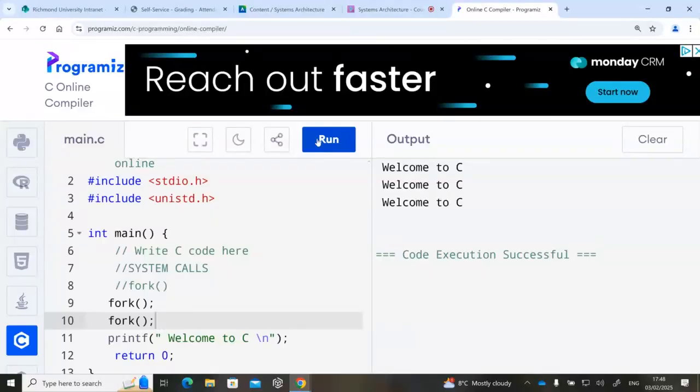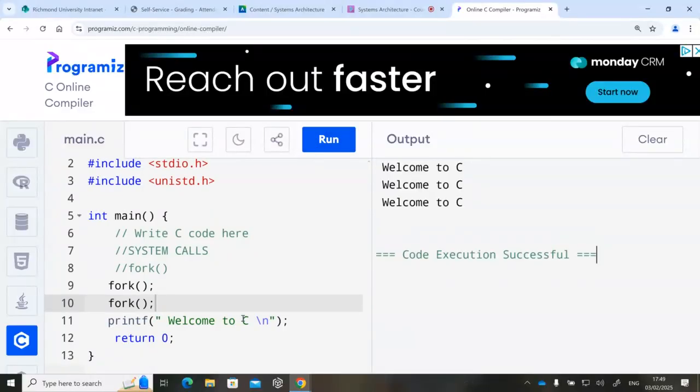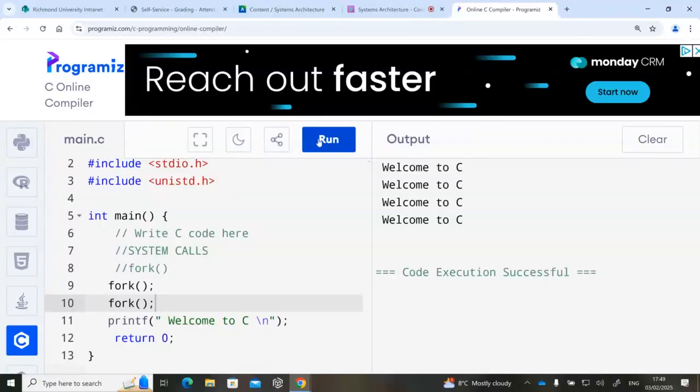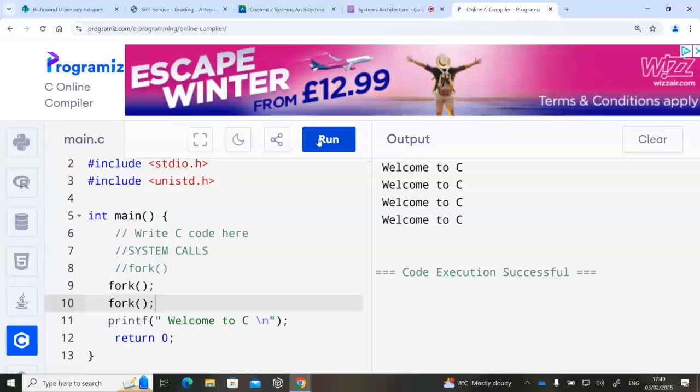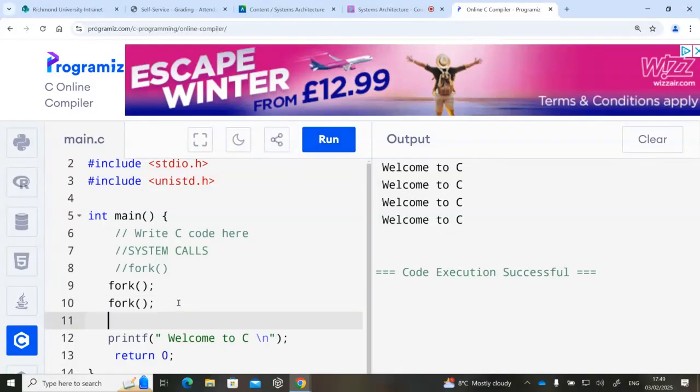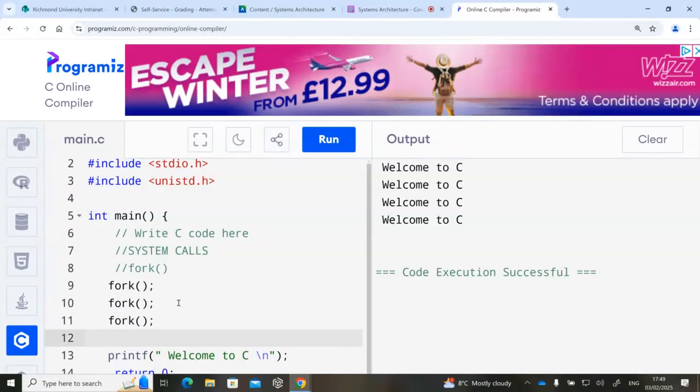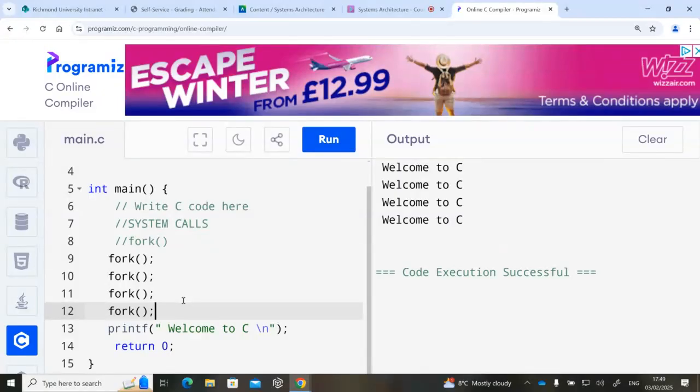Okay, what happened here? This is a glitch in the software. Okay, let's run it again. Yeah, it takes time to process. So write down, if you give fork 2 times, it should output 4 times. What if I give it 4 times? Hold on. Okay, what if I give fork 4 times? How many times? 16. Okay, let's see.